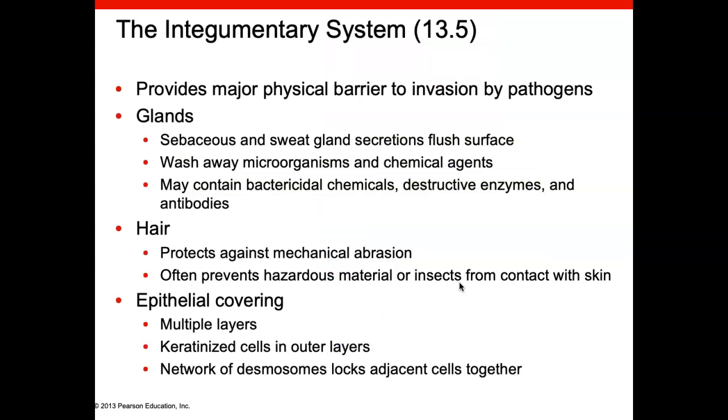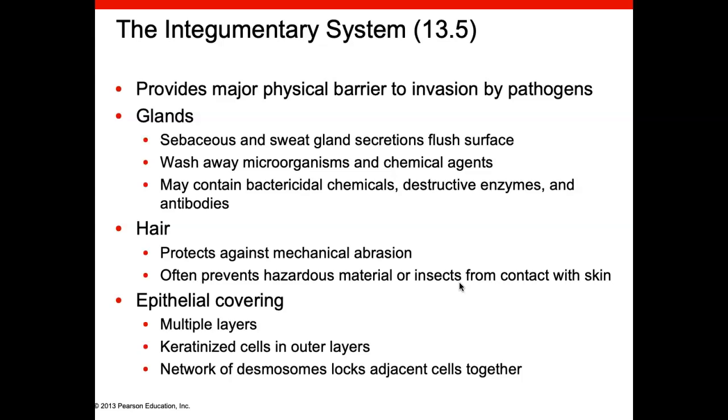The integumentary system provides the major physical barrier to invasion by pathogens. Glands, such as sebaceous and sweat glands, secrete liquids onto the surface, so it flushes the surface and washes away microorganisms and chemical agents, and actually can contain bactericidal chemicals, destructive enzymes, and antibodies. Hair protects against mechanical abrasion and often prevents hazardous material or insects from contact with the skin.